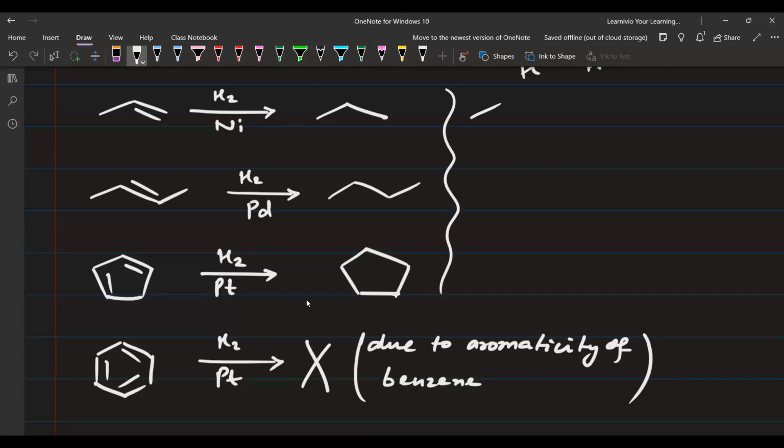For example, let us suppose you have 1, 2, 3, 4 carbon atoms, here there is a triple bond, and here you have H2 in the presence of, let us suppose, nickel, so you'll get 4 carbon atoms. Fine.